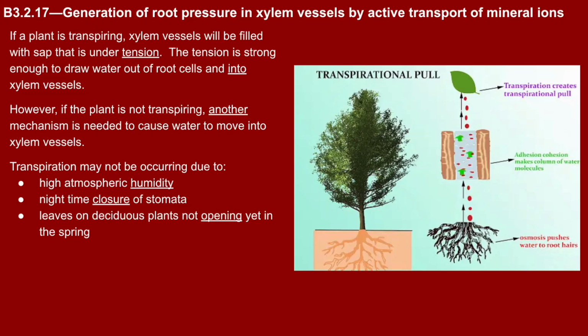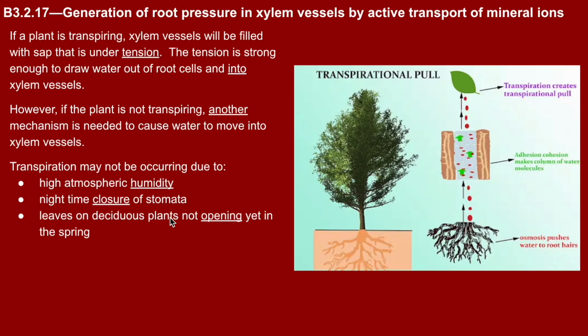But there are certain circumstances in which transpiration may not be occurring. Perhaps there's very high atmospheric humidity. If there's so much water vapor in the air, you may not actually have any concentration gradient, and so transpiration doesn't happen. We might have nighttime closure of stomata because we're not doing gas exchange, but those leaves still need water. Or in the early spring, we might have buds or small leaves on the deciduous plants that haven't opened yet. So they're not able to do transpiration and pull water up, but they're growing buds, growing leaves, and so they need water.